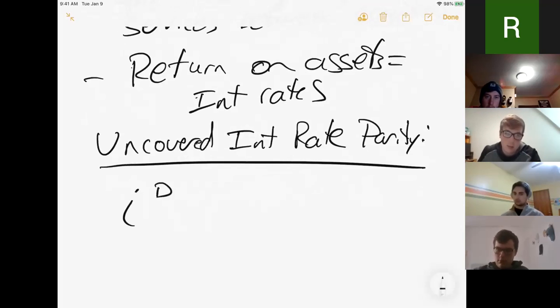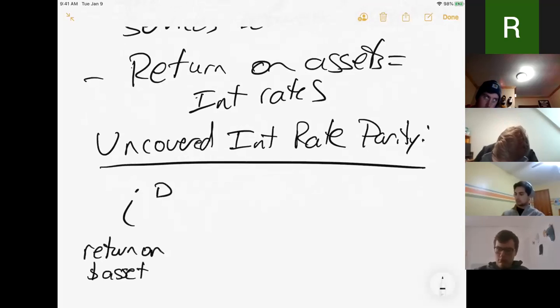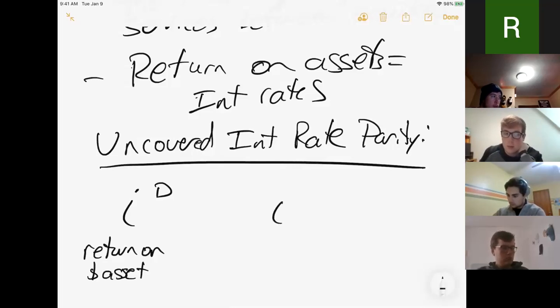Let's think about the return on a dollar asset, such as, let's say, a US Treasury bond. So that can be i_D, and this is a nominal interest rate, okay, nominal interest rate. You could, if you were a saver, you could buy a dollar asset, or you could buy a foreign asset.